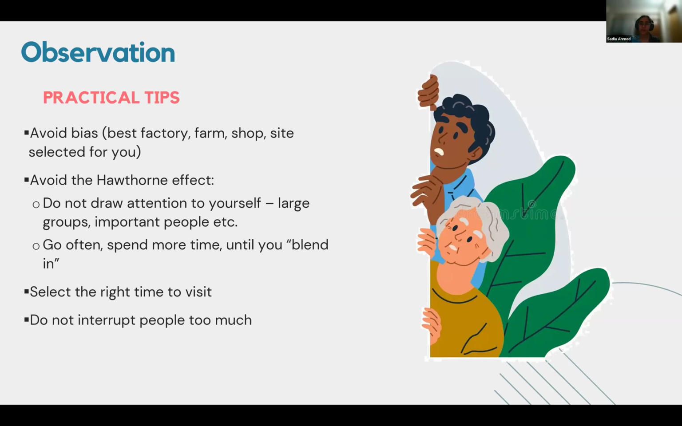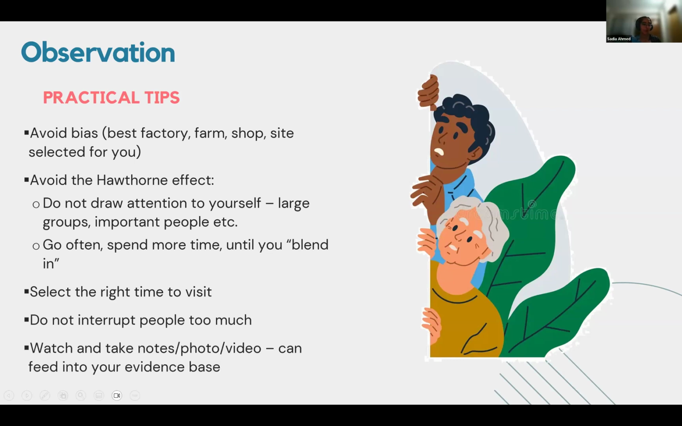Do not interrupt people too much. Often the way to do this is to ask one person in the village or in the factory to walk around with you, rather than stopping everyone on the way and asking, can you explain what you're doing or why you are doing this? If you have one local person who is explaining things to you, it will be easier not to interrupt other people, and you can just go about watching and learning about what's happening.